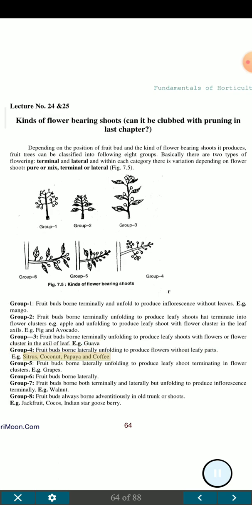Group 4. Fruit buds born laterally unfolding to produce flowers without leafy parts, e.g. citrus, coconut, papaya and coffee. Group 5. Fruit buds born laterally unfolding to produce leafy shoot terminating in flower clusters, e.g. grapes. Group 6. Fruit buds born laterally. Group 7. Fruit buds born both terminally and laterally but unfolding to produce inflorescence terminally, e.g. walnut. Group 8. Fruit buds always born adventitiously in old trunk or shoots, e.g. jackfruit, cocoa, Indian star gooseberry.